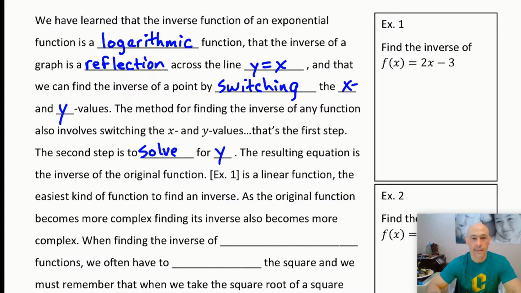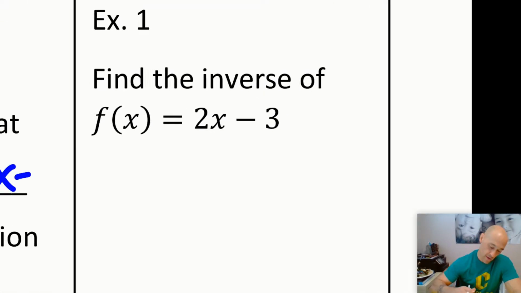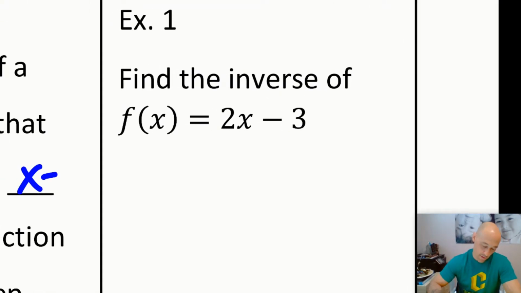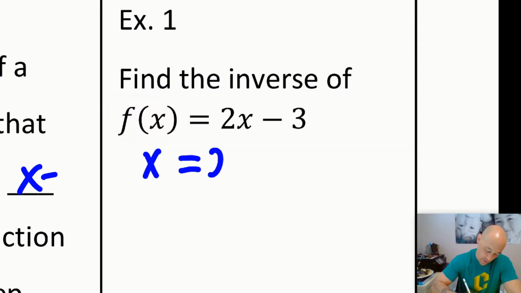Example 1 is a linear function, the easiest kind of function to find an inverse. As the original function becomes more complex, finding its inverse also becomes more complex. All right, let's find the inverse of this linear function. So first step was to switch the x and the y values. This is written in function notation, but that is the y value. So switching the x and the y values looks like that.